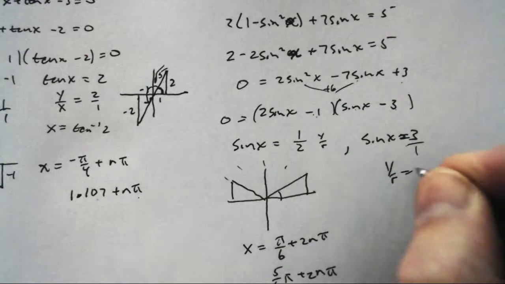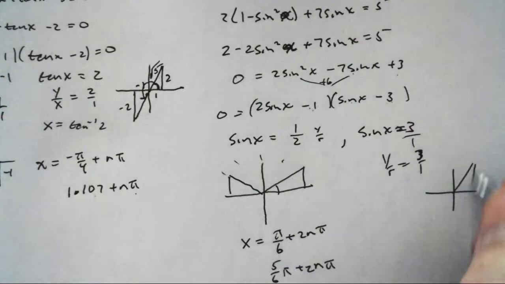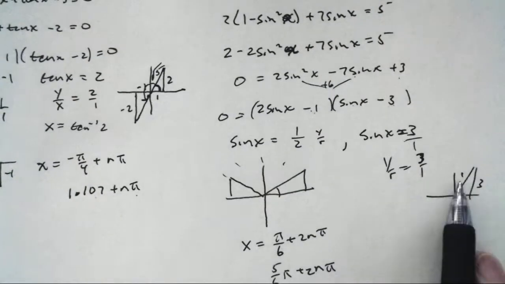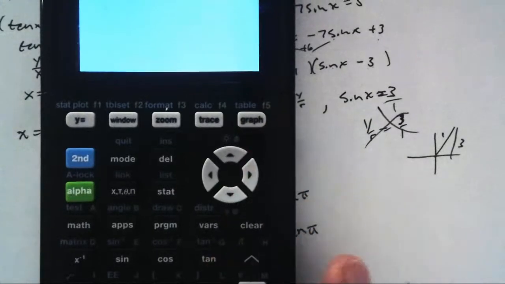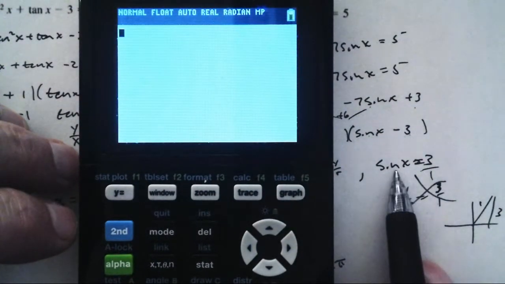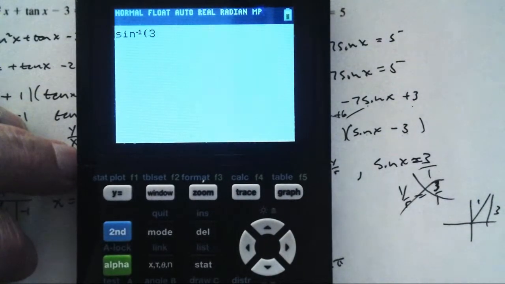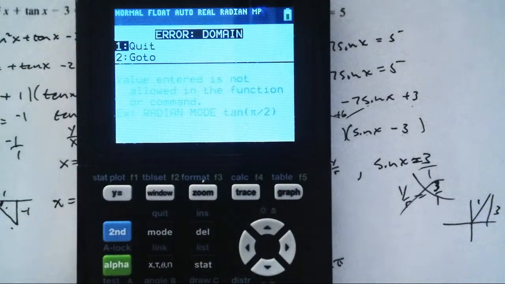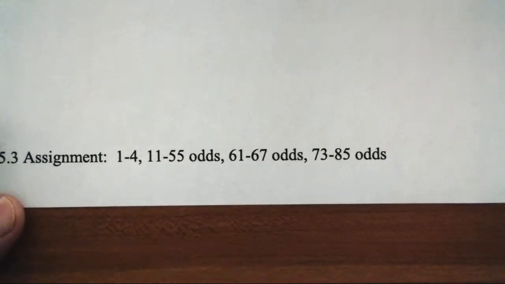How about sine x equals 3 on 1? That's when y on r equals 3 on 1. How does that happen? We'd have to have a y be 3 when an r is 1, and that can't happen. So I don't need inverse functions on this. If we went to inverse functions on this, our calculator should slap us, but it would be sine inverse of 3. It says, no, you can't do that. What were you thinking?